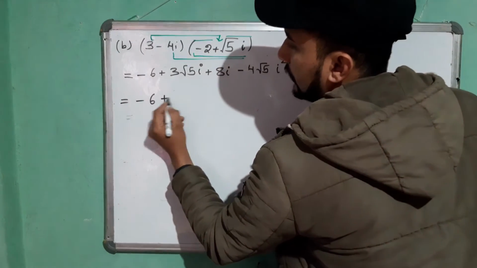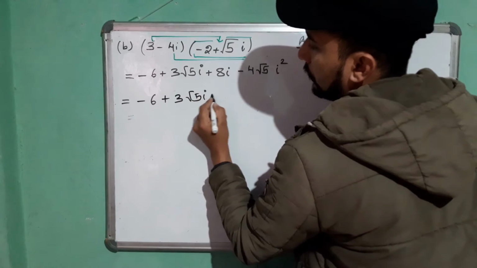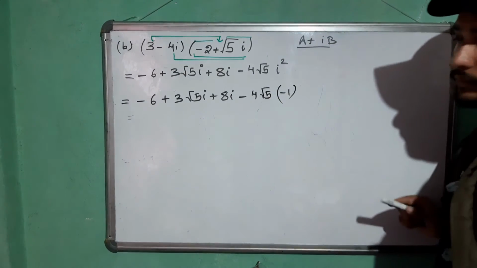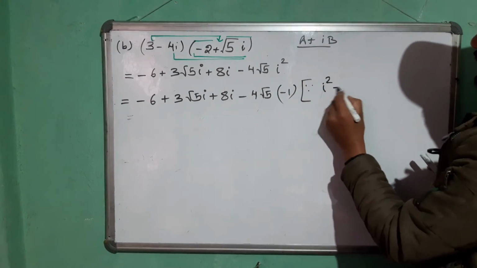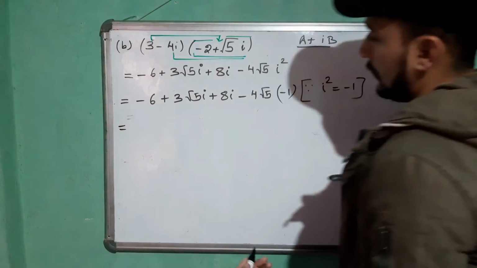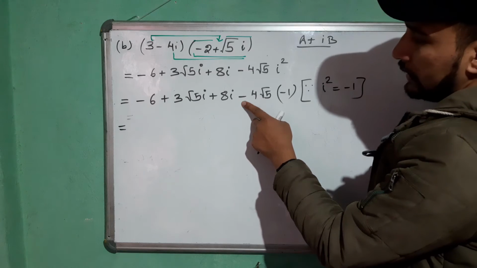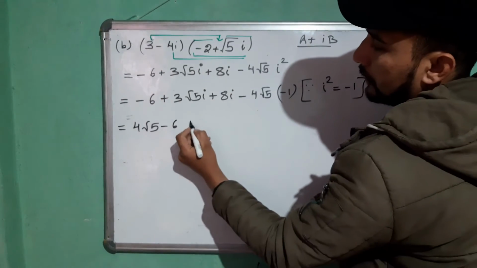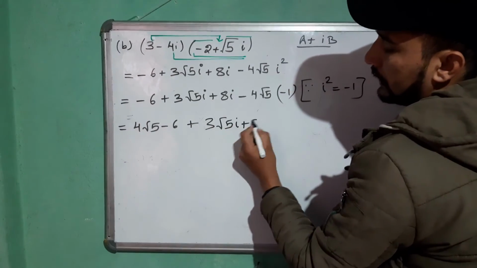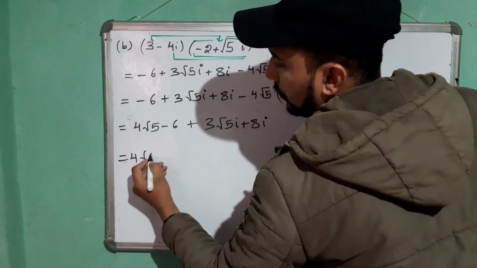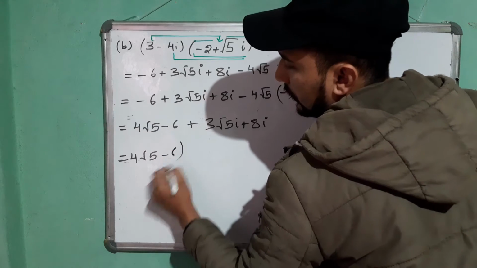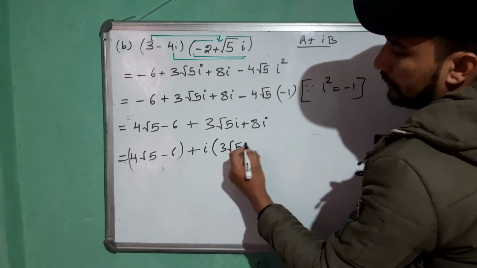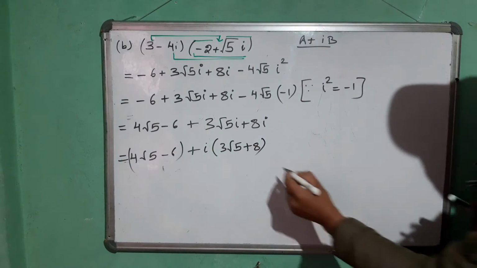So minus 6 remains as it is, 3 root 5i plus 8i, minus 4 root 5 i square is minus 1, because i square is equal to minus 1. So this minus minus, it will be plus. So I'll write that here, okay. 4 root 5 minus 6, this is the real part, plus 3 root 5i plus 8i. So 4 root 5 minus 6 will remain in bracket, and plus I'll take i out common, 3 root 5 plus 8. So here this is in a plus ib form.